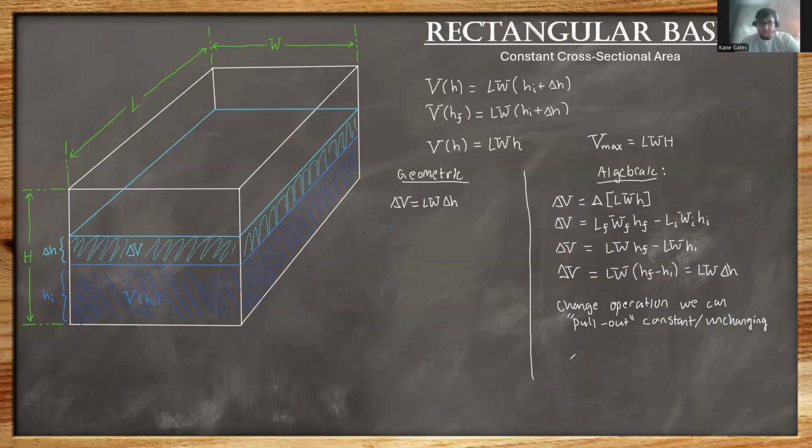So at this point, either way we cut it, whether we're looking at the geometry or looking at the algebra, we have delta V is just cross-sectional area times delta H.